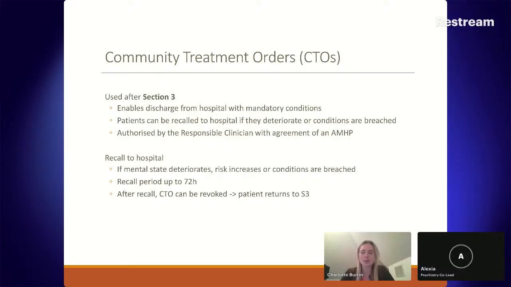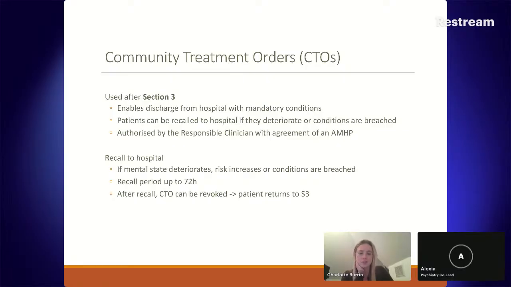And what it allows you to do is that if those conditions are breached in the community, so if somebody stops taking their medications, you can recall them to hospital. So the idea is that you're trying to reduce revolving door admissions. It's an incentive for patients to engage with their teams and continue their treatment in the community. And it also allows you to act on any potential relapse indicators very early, perhaps earlier than you would if they were less monitored. This requires an AMP to assess as well.